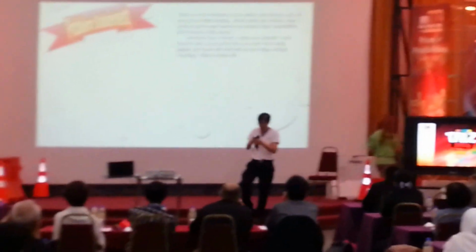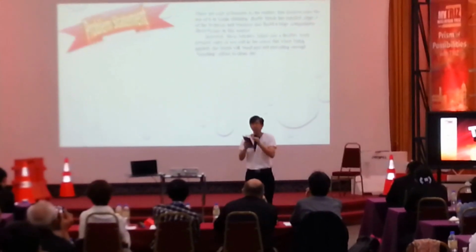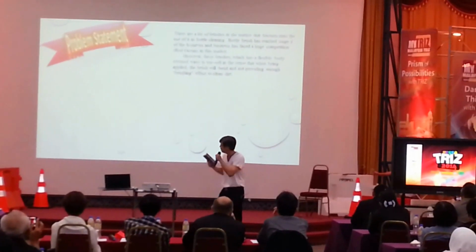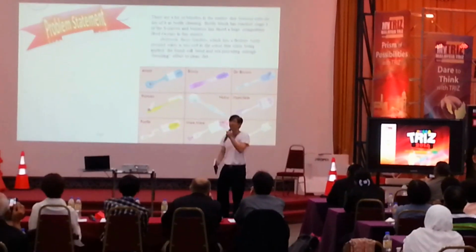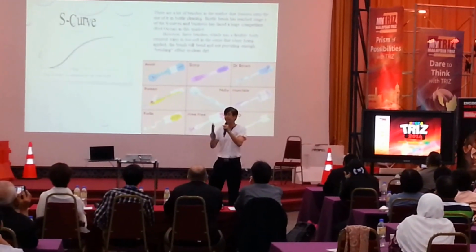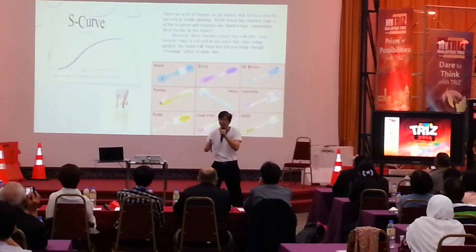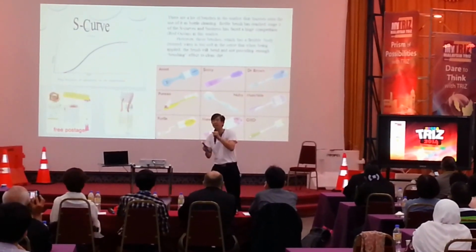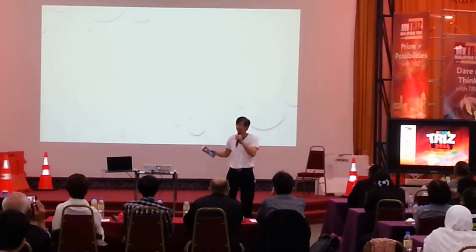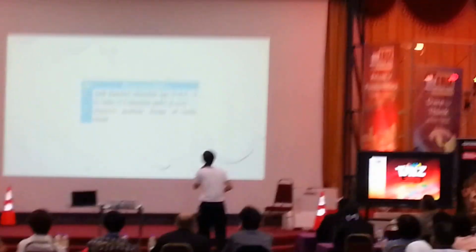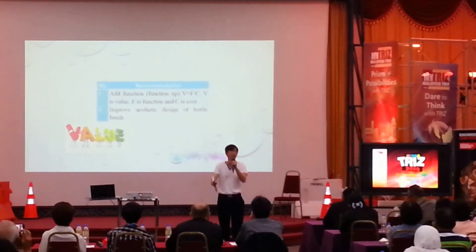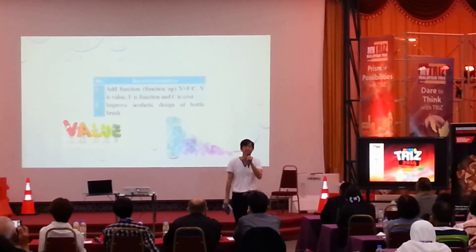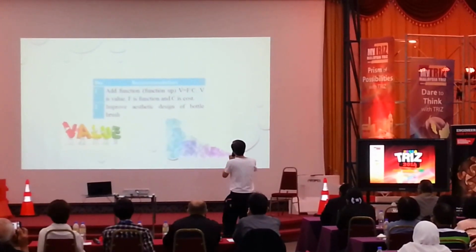Alright. According to the MyTRIZ book, if many types of products exist in the world, it is an indicator that it's the third stage of the S-curve. If it's the third stage of the S-curve, what are we going to do? They have recommendations. So what is the recommendation? We add function. V equals F over C. V is value, F is function, C is cost. So we increase the function.